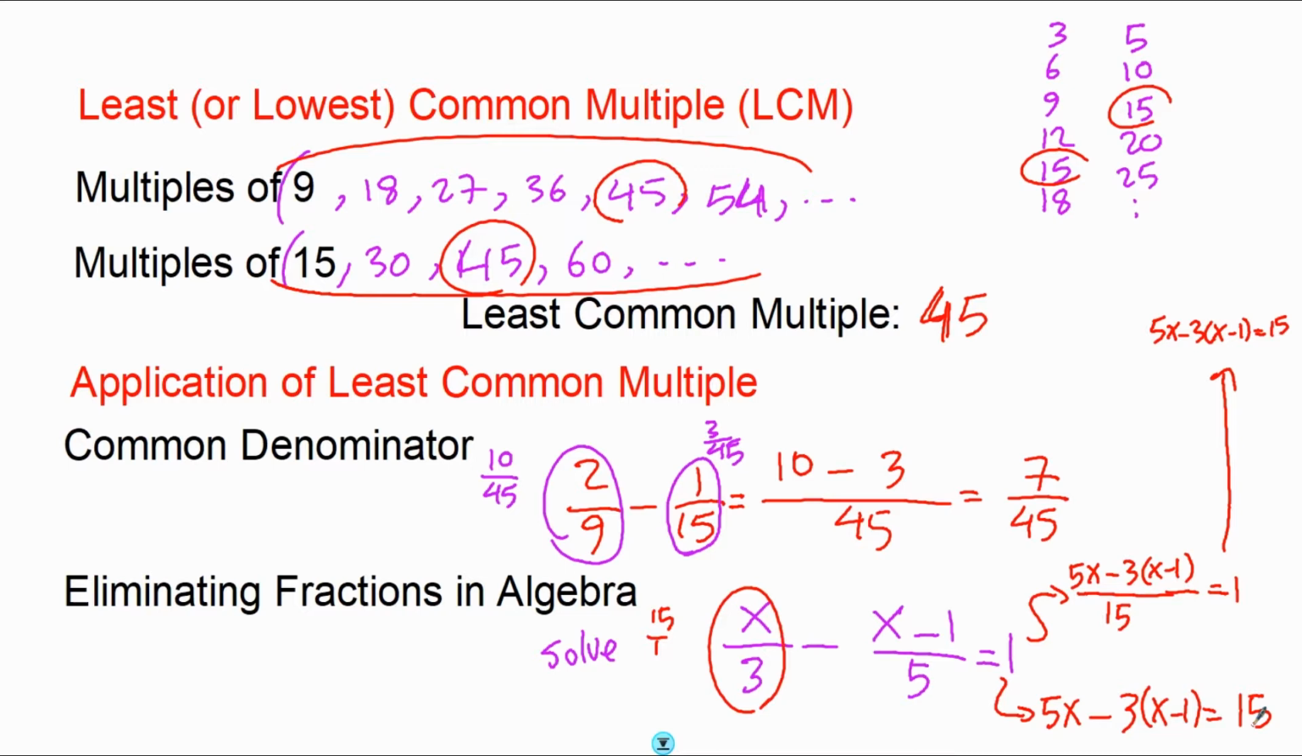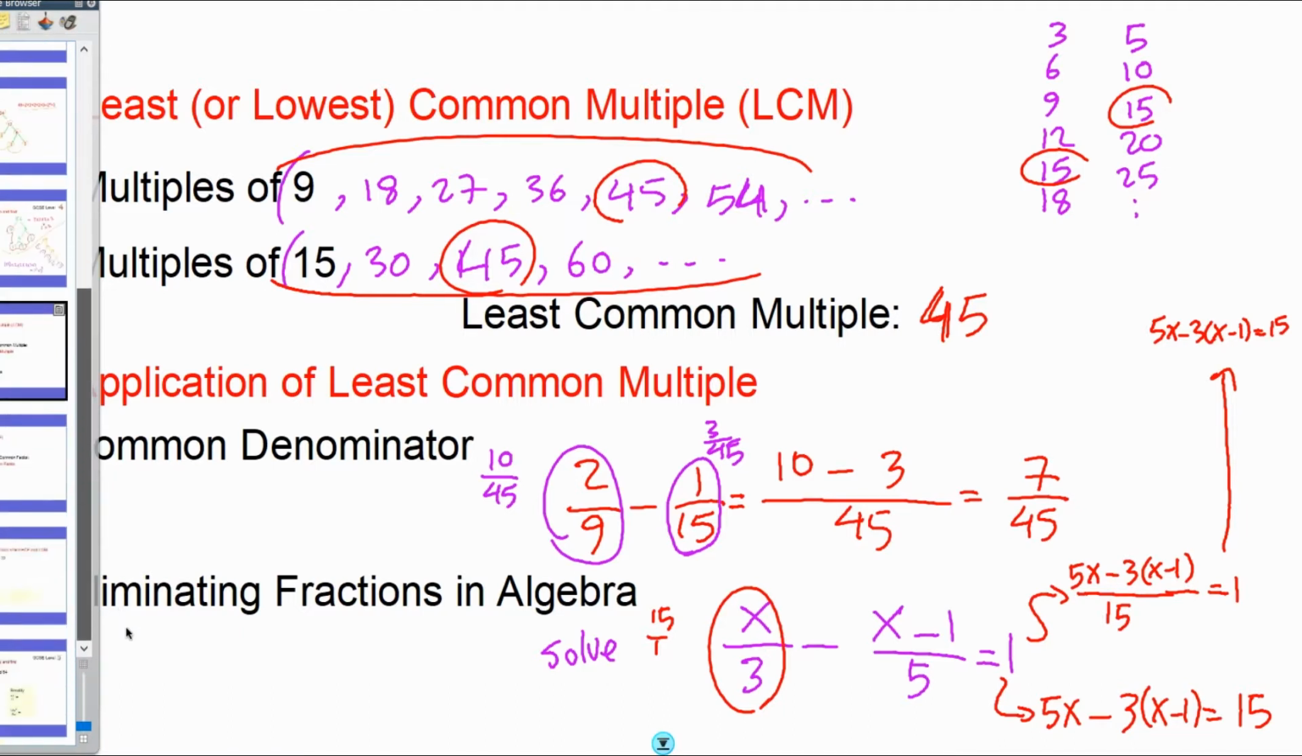After that, you need to expand this and take the terms with x to one side and the terms with numbers to the other side, and you will continue solving for x. As you can see, these are still simple applications. There are a bit more advanced examples, but I will discuss those in the videos that relate to those topics. But as you can see, the lowest common multiple is important because of the major applications.